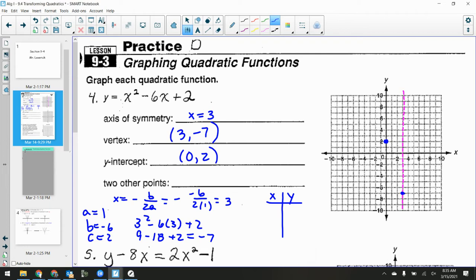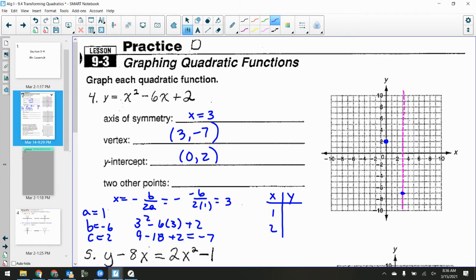Now I find 2 other additional points. Again, I know a lot of people have been struggling with finding the 2 other coordinates. Joey, what 2 other coordinates did you pick? What 2 other x values did you pick? I hit 1 and 2. Good, 1 and 2, 2 and 1, whatever you want to say, yeah.